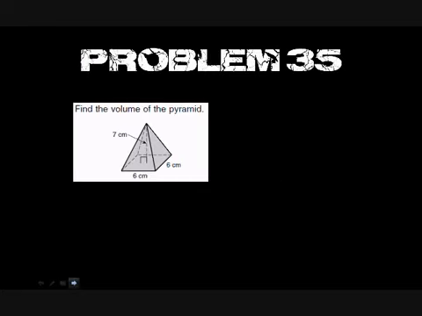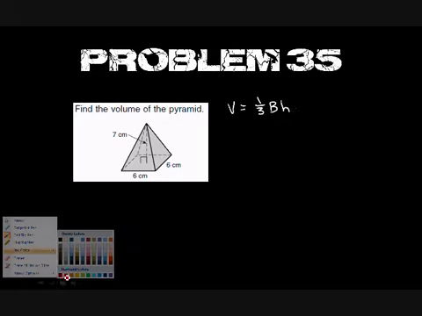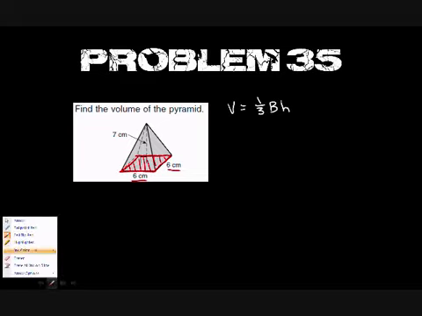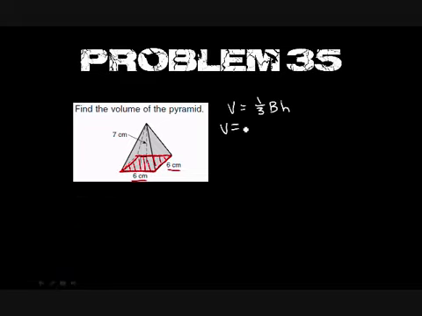Problem 35 says to find the volume of the pyramid, and our volume formula is 1/3 BH. Remember, the B does not stand for base, it stands for area of the base. And so this is my base. The area of it would just be 6 times 6, which is 36. So V equals 1/3 times 36, and then my height is 7, it's marked on there. So if we multiply those all out, we end up with 84, and that's our volume.